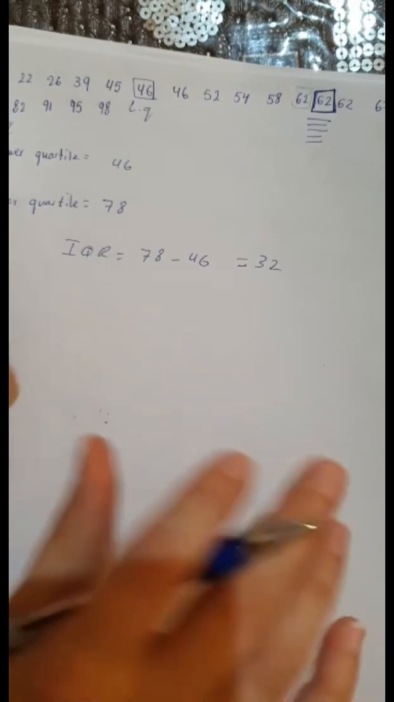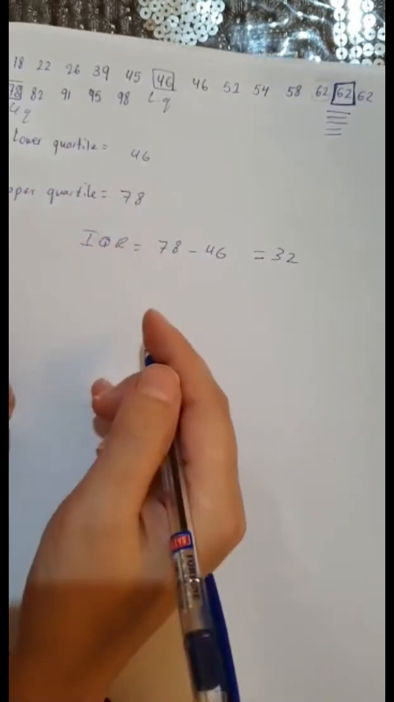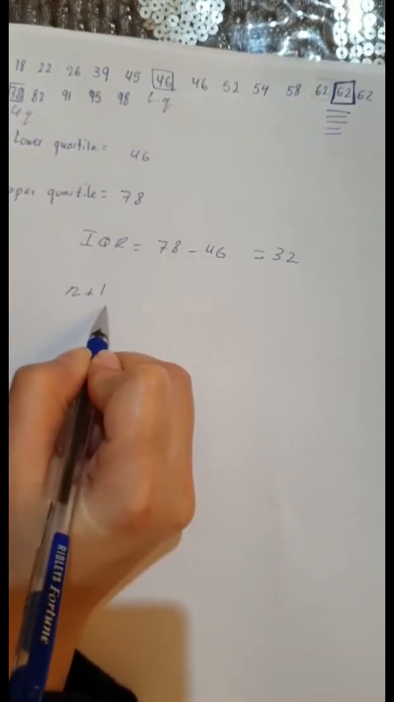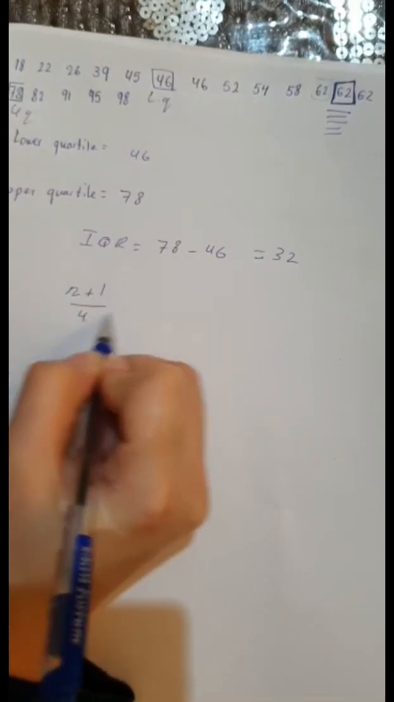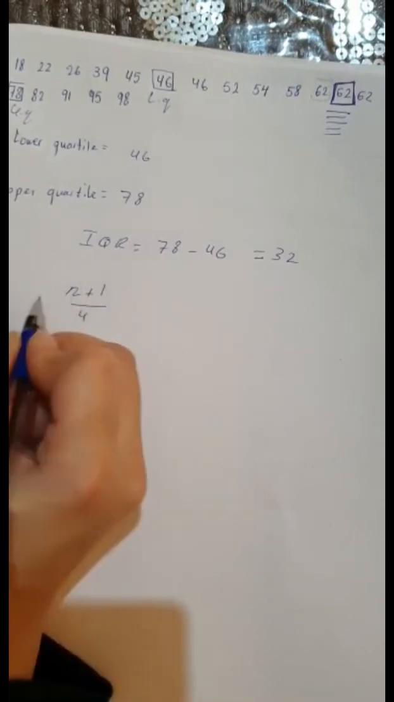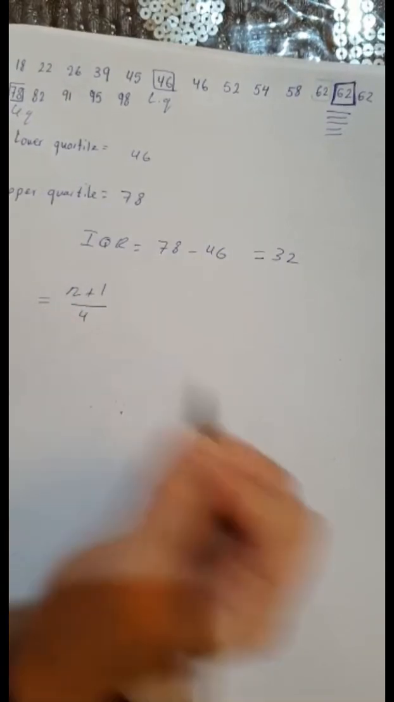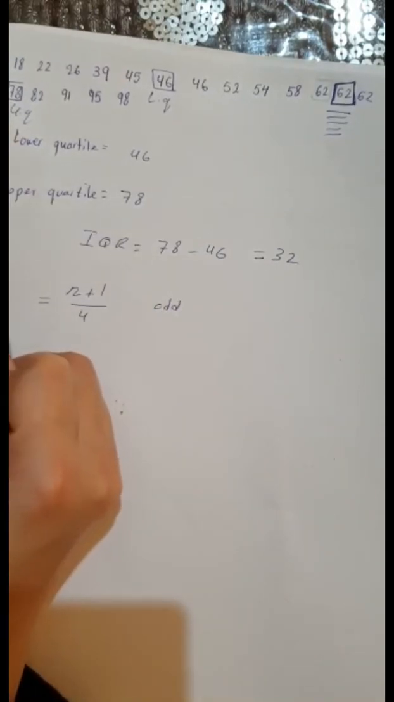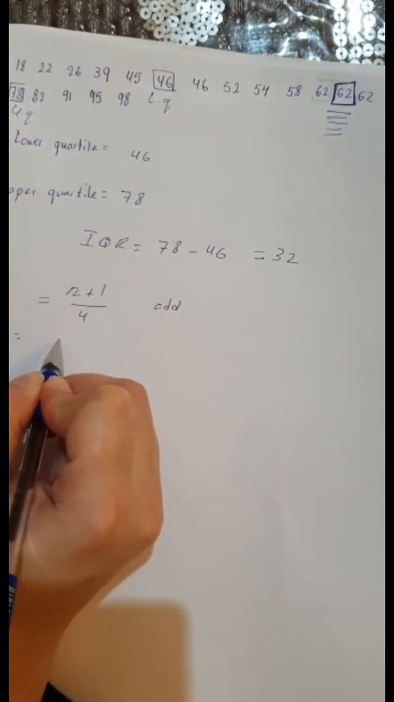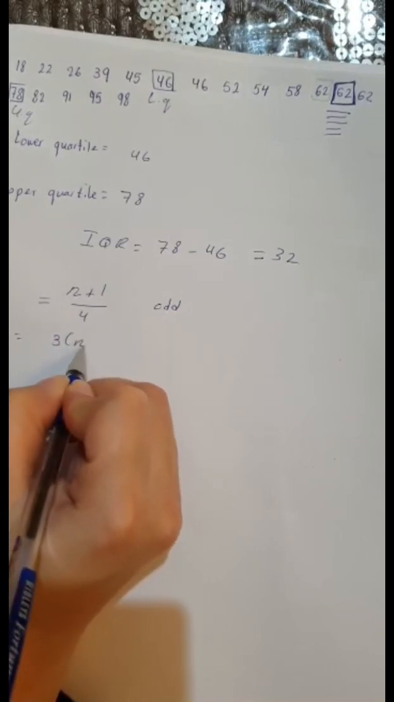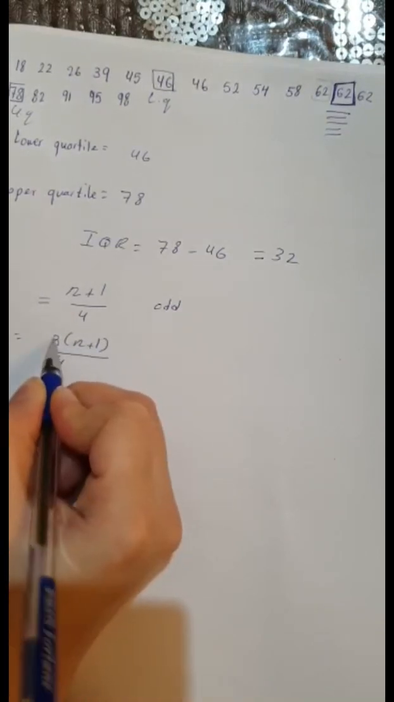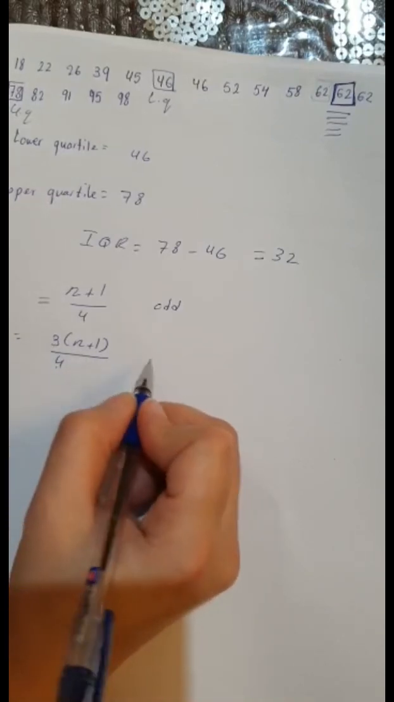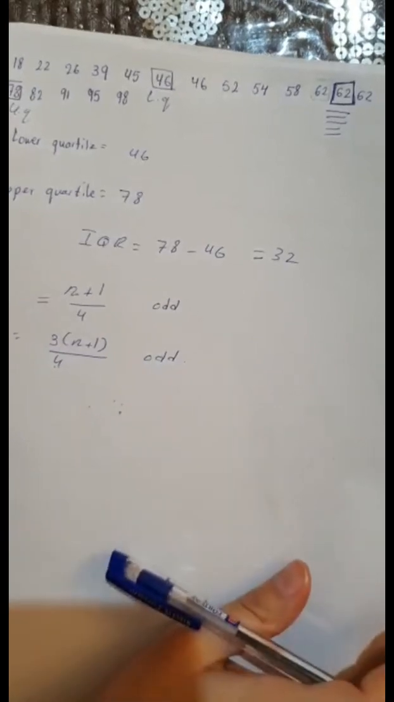Another way to find the lower quartile and the upper quartile, if we have an odd number of values, is to say n plus 1 over 4. This place will give me the lower quartile. And if I want to find the upper quartile, I'm going to say 3 multiplied by n plus 1 over 4, like saying 3 out of 4 of the number of values. This is also for an odd number of values. This is easy to use.